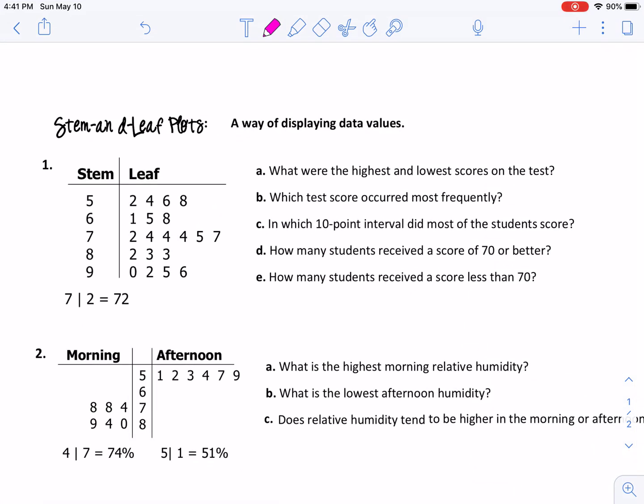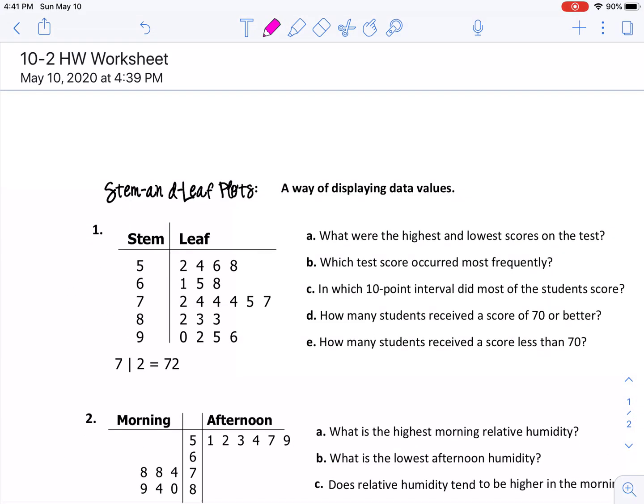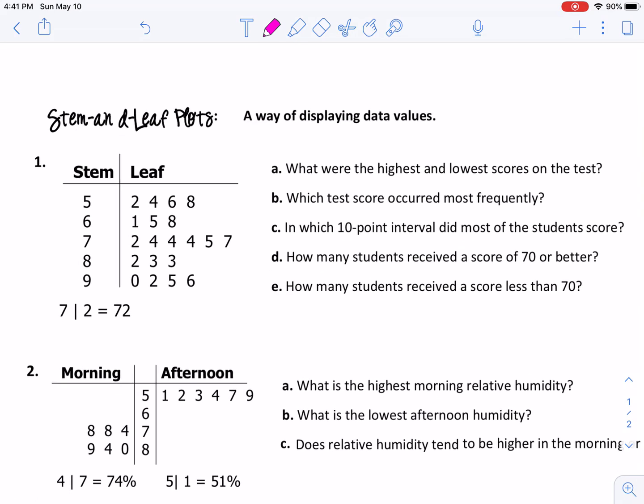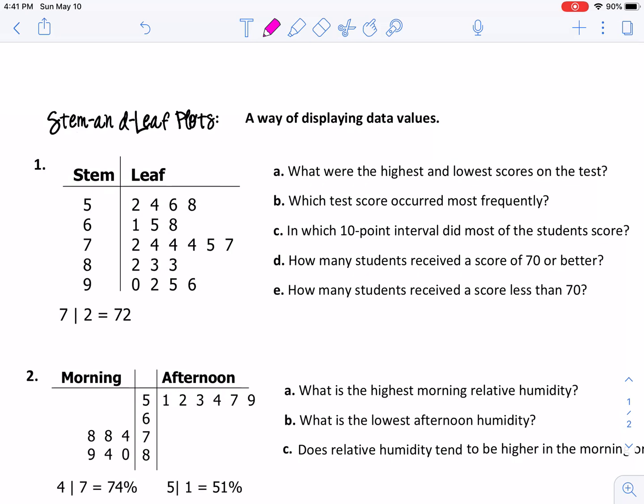All right, hello. We are going to look at the 10.2 homework worksheet. So we're talking about stem and leaf plots and histograms. Take a look at number 1. So the stem and leaf plot is talking about test scores.